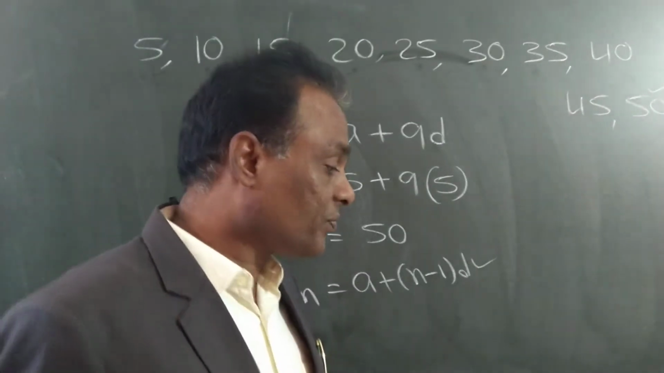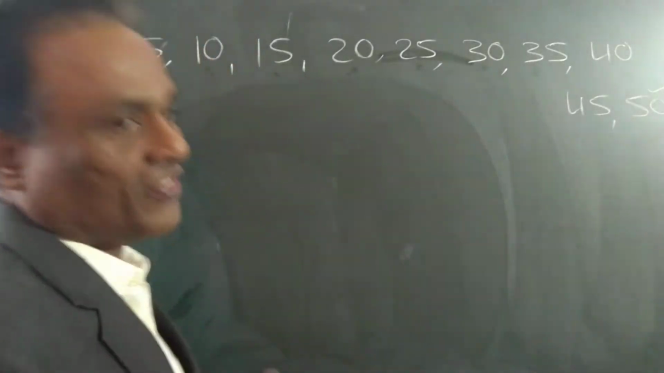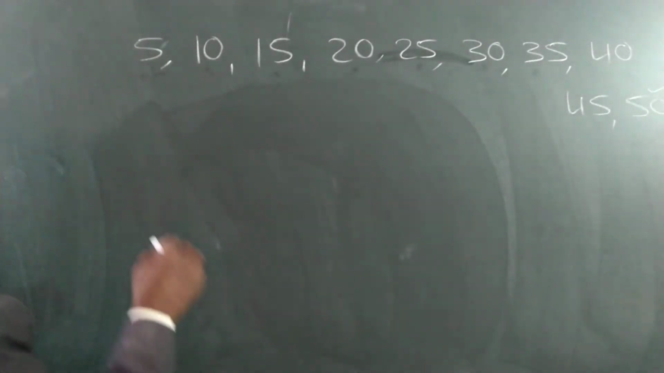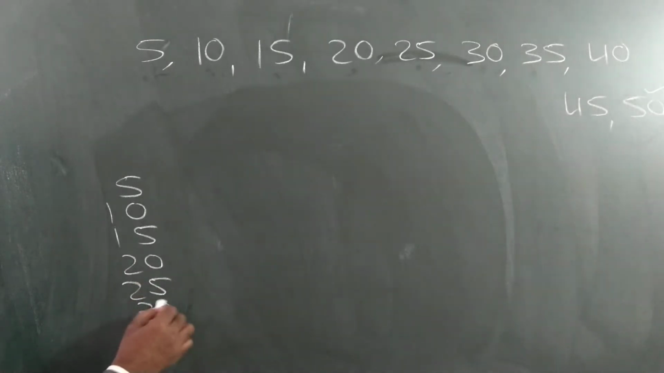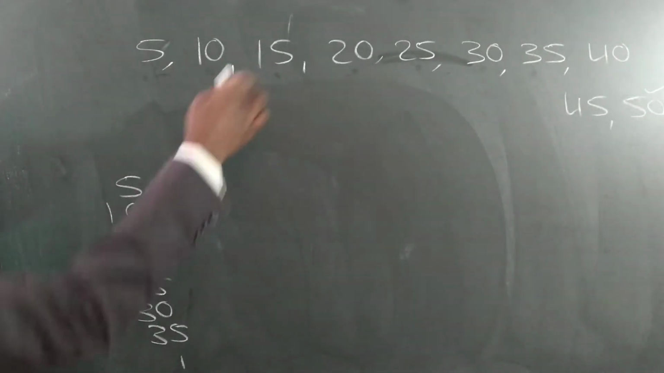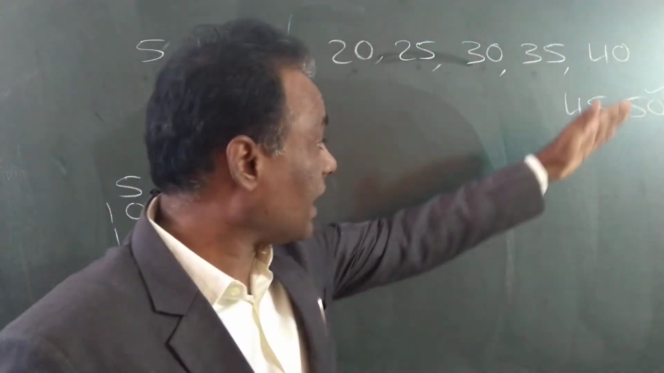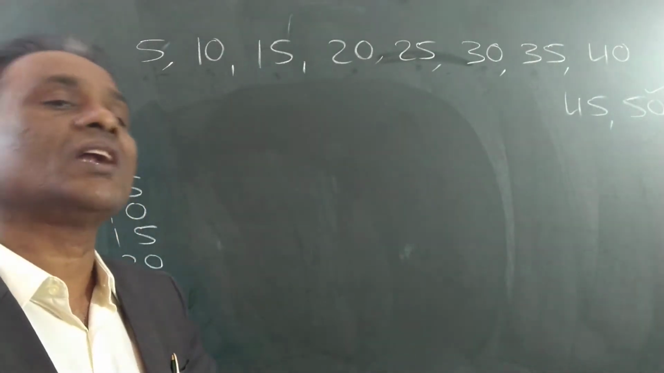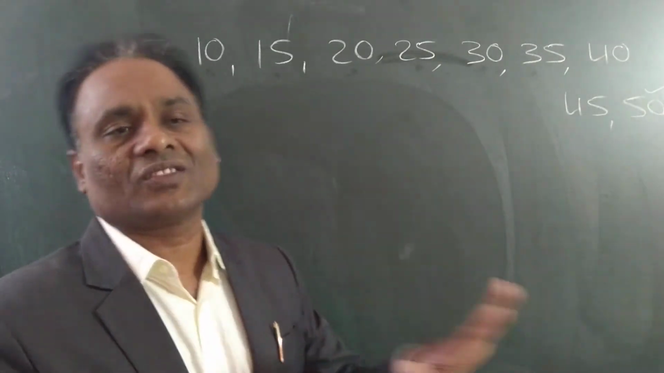Now the question is, what is the sum of 10 terms? The sum of all 10 terms is asked. Sum means, if this is an arithmetic progression, find the sum of all these terms: 5 plus 10 plus 15 plus 20 plus 25 plus 30 plus 35, like that, add all the 10 terms. So it is a lengthy process. To add the terms in an arithmetic progression, we have one formula. That formula we are going to learn now, and using that formula we can complete the third exercise.